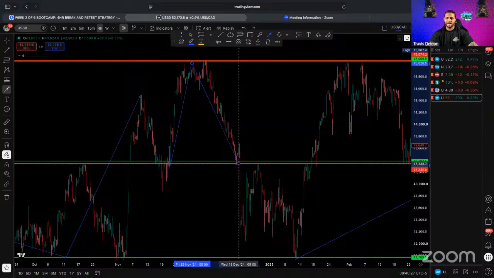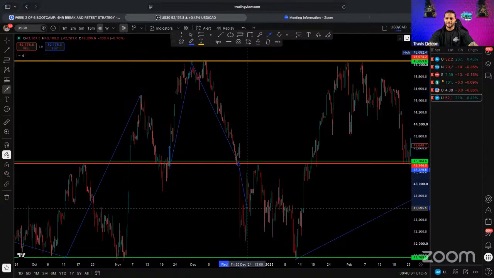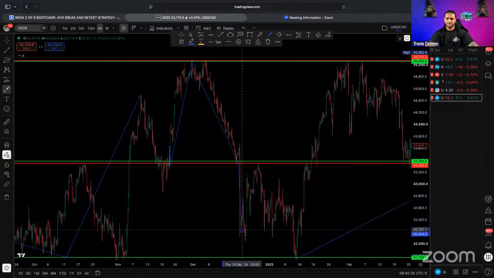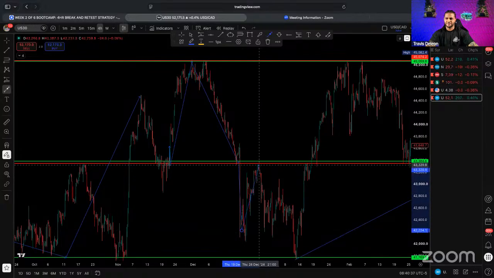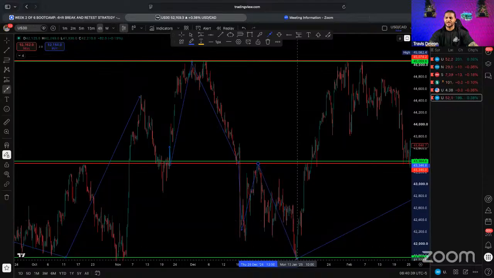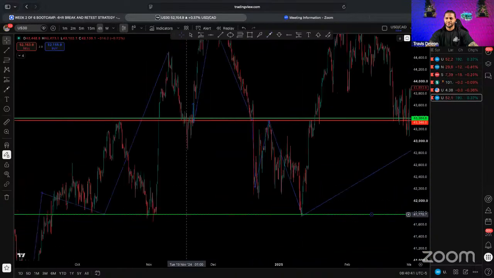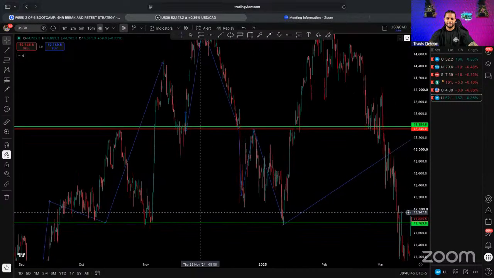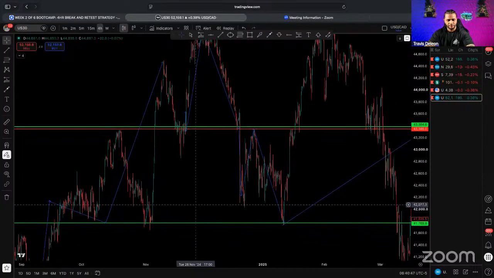Then I'm looking for a break and retest of this level. I'm waiting for price to come back underneath here and come back in. If it went on this far, that's fine. I'm still waiting for it to retest and continue down to this level, because we normally get a double top of these levels once that happens. So this is what I'm looking for.